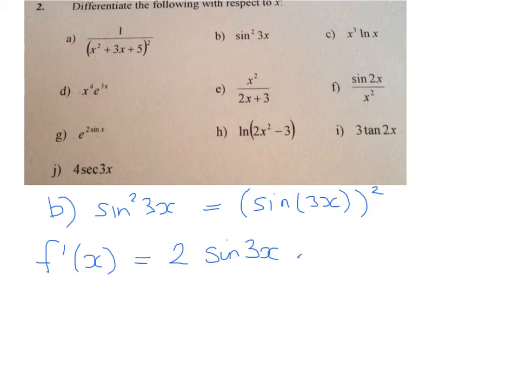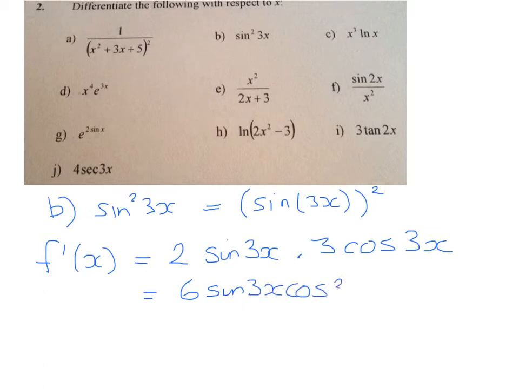And we multiply by the derivative of what's inside. The derivative of sine 3x is 3 cos 3x. So altogether we should end up with 6 sine 3x cos 3x, sorry.